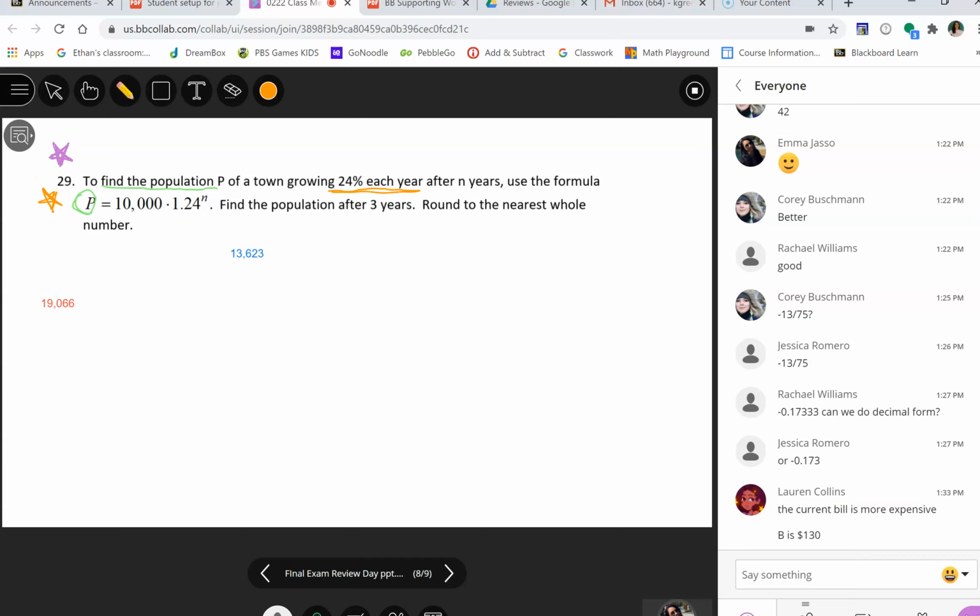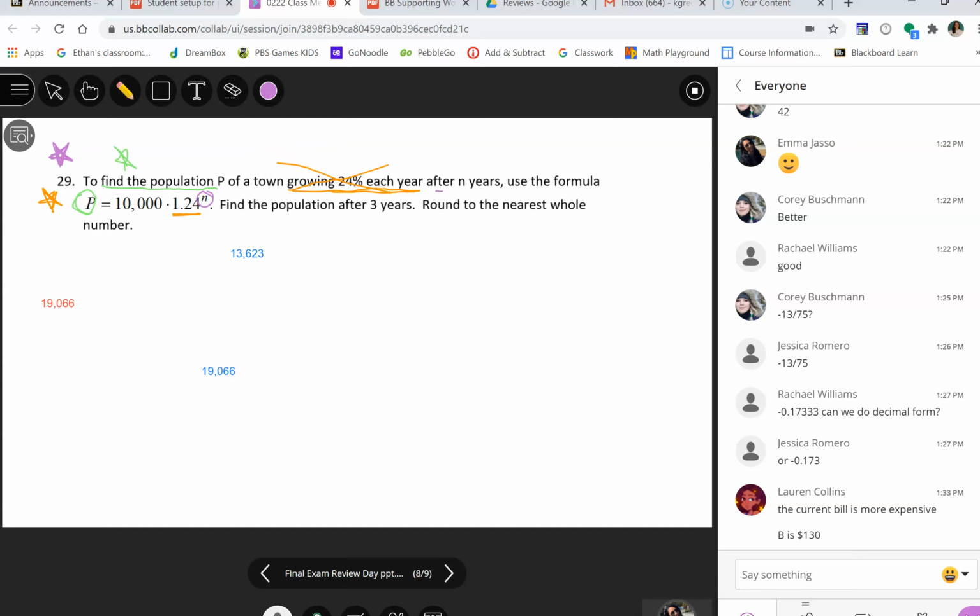And this 24% growth each year is just extra information. You'll see how to use that 24% growth to get this 1.24 later. Like that's coming later. So this is extra information right now. You just need to know what does the P represent, and they tell you that's population. And you need to know what does the N represent.